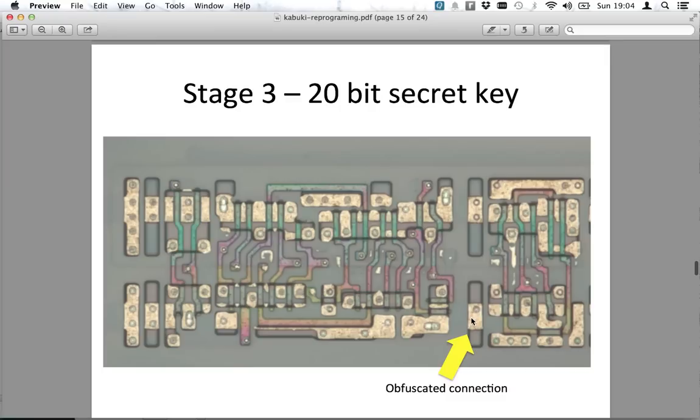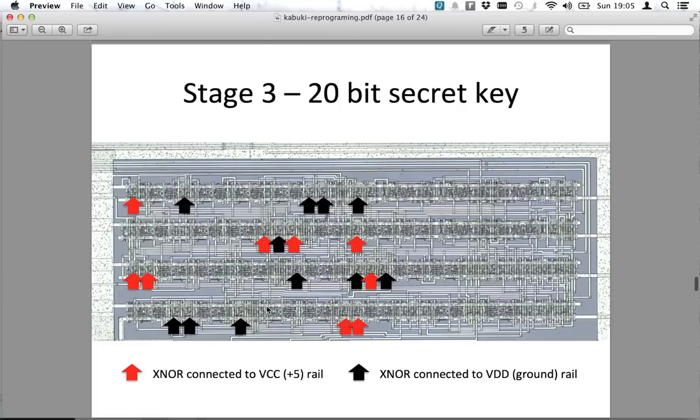So what happened is that the designers obfuscated the connections of one of the XNOR inputs to one of the power rails. This one is connected to ground, and some others are connected to the plus 5 volts VCC rail. And this basically led to the following picture. We have 20 different XNORs that have one of their input legs secretly connected to one of the power rails. The ones in black are connected to ground, and the ones in red are connected to VCC, the plus 5. And this is how the designers of Kabuki obfuscated a 20-bit secret key that you needed to match in order to proceed with stage 4 and effectively reprogram the CPU. To me, it feels quite amazing, right?